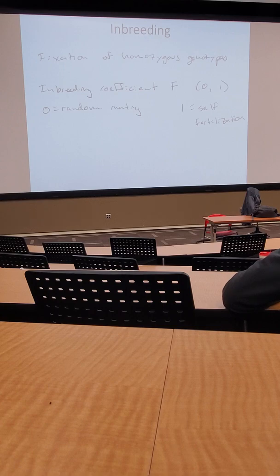So you don't have to calculate that, but you should think about it. So low level, random mating, high level, really extreme case of inbreeding. So what are our equations that we want to pay attention to?